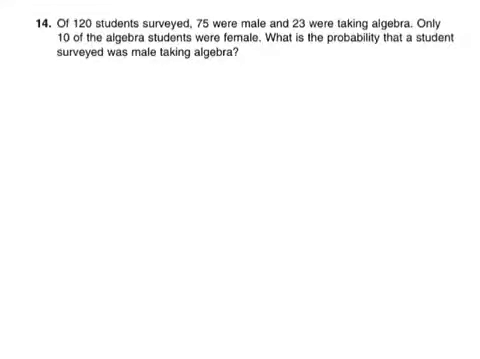All right, Algebra 2, here's another commonly requested one, number 14. Of 120 students surveyed, 75 were male and 23 were taking algebra. Now here, just to understand the vocabulary or the grammar, it says of the 120, 75 of them were male and 23 of them were taking algebra. So you don't have to think about this one as 23 of the 75. So anyway, it says only 10 of the algebra students were female. What's the probability that a student surveyed was male taking algebra?